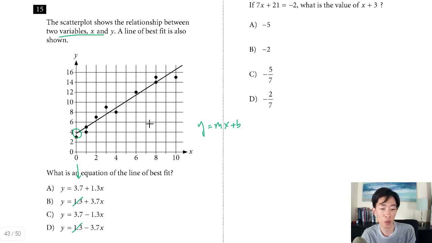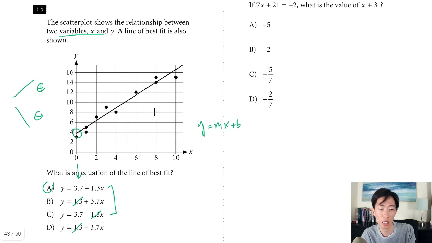Now, what is the slope? Notice what we're left with: positive 1.3x and negative. We know that the line tilts this way, so that's a positive slope. If it tilted that way, that would be a negative slope. So just by visualizing it, we can cross off choice C, and that means the answer is A.